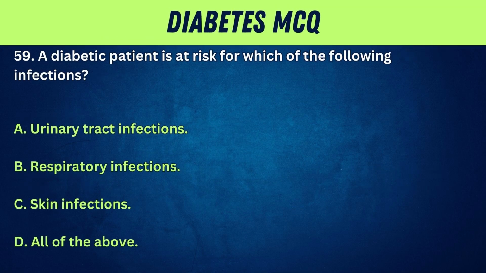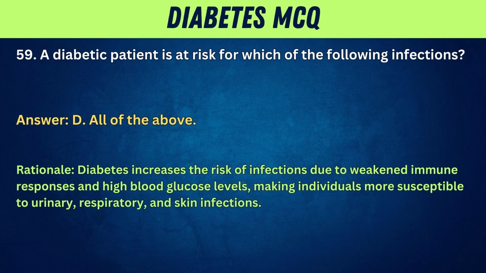59. A diabetic patient is at risk for which of the following infections? A. Urinary tract infections. B. Respiratory infections. C. Skin infections. D. All of the above. Answer: D. All of the above. Rationale: diabetes increases the risk of infections due to weakened immune responses and high blood glucose levels, making individuals more susceptible to urinary, respiratory, and skin infections.